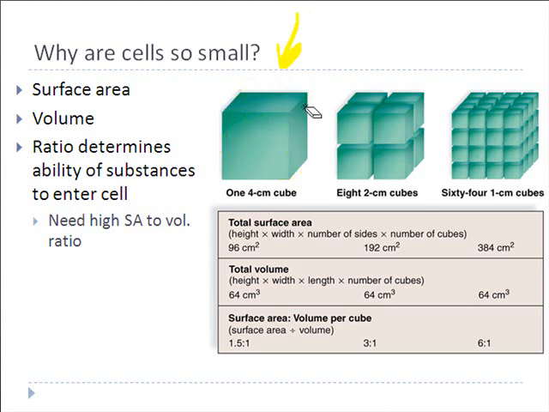What's interesting about this is that if we imagine that this cube here is a cell, remember that a cell needs to get nutrients from its environment. It needs to get oxygen, it needs to get vitamins, it needs to get sugar molecules, etc. from its external environment into the cell. So the outermost coating of the cell, something that we call the plasma membrane, which we learned about last week, is the barrier between the external environment and the internal volume of the cell.